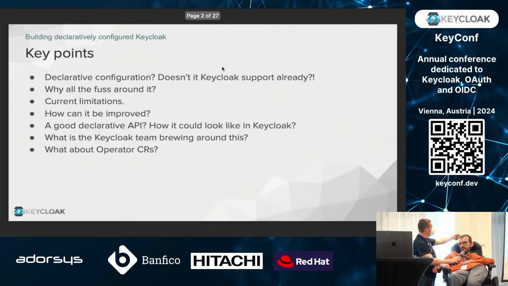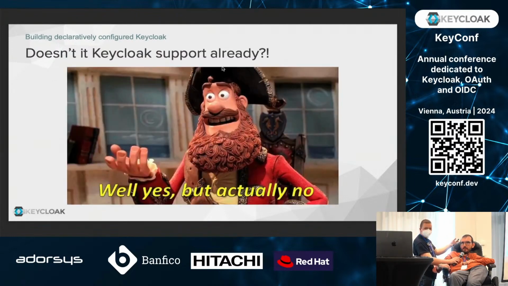Next slide, please. A few key points I will be touching on. In the first half, I will be talking more generically about what we imagine to be a good declarative configuration, what the current limitations of it in Keycloak are, what the current state of it in Keycloak is in general, and how it can be improved. And in the second half, I will be talking about what the Keycloak team is currently working on in this regard.